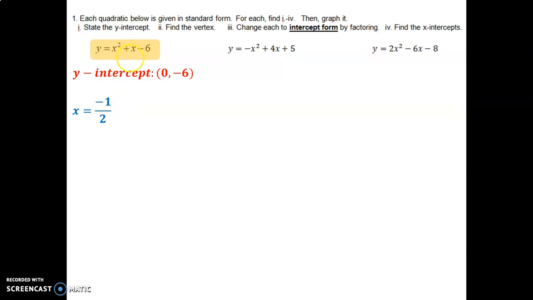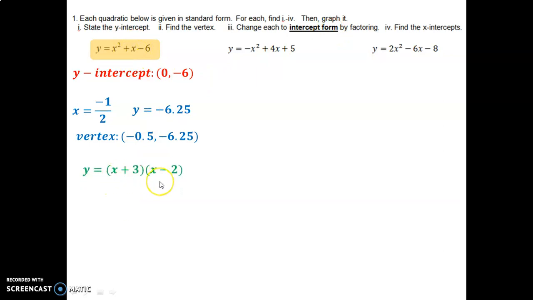Now to find the y value of the vertex, we can take this and substitute it back in here. You may need your calculator for this, so put negative 0.5 in here and here. Alright, the y value is negative 6.25. Therefore, our vertex is (-0.5, -6.25). Next, we're going to change to intercept form by factoring. So take a look at that and factor it.